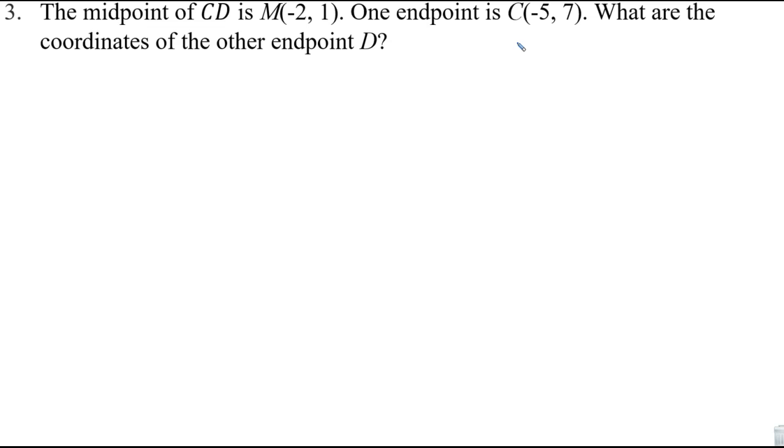Okay, so we have segment CD. We know what C is. We know what the midpoint is. We want to use that to figure out what D is. Once again, we're going to use the midpoint formula for this one. M equals the average of the x's, x1 plus x2 over 2, and the average of the y's, y1 plus y2 over 2.